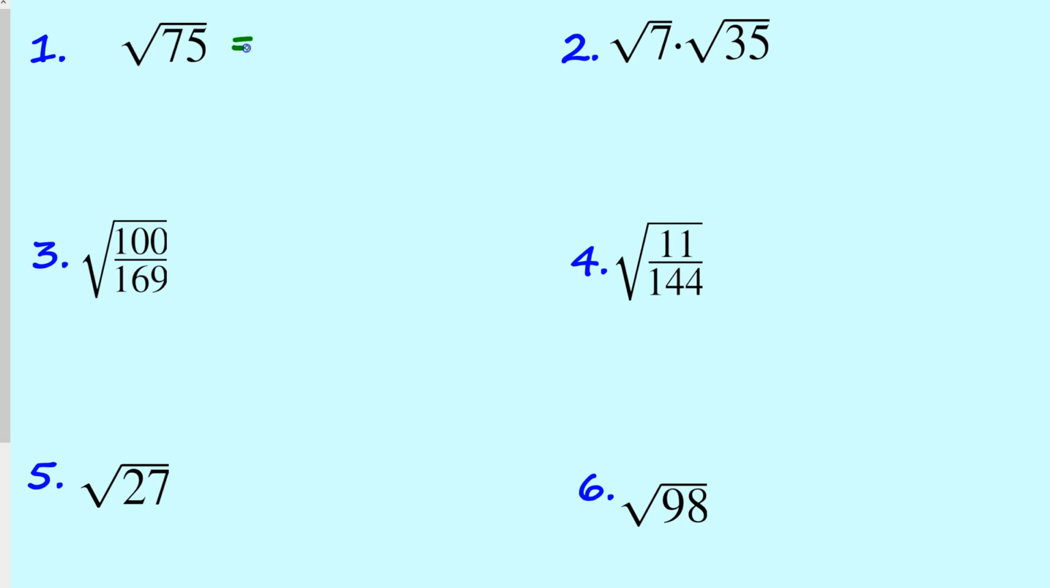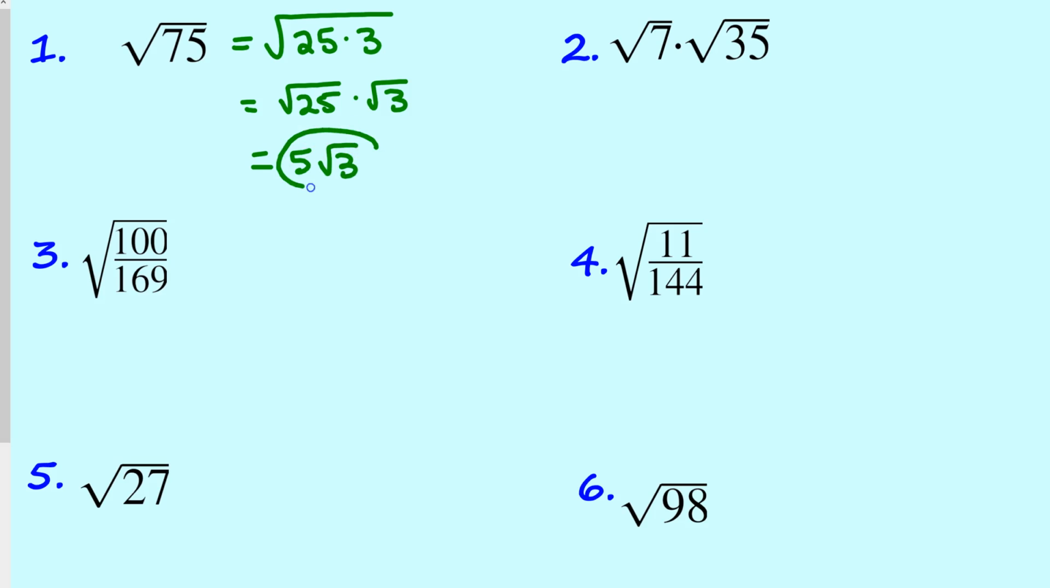So 75 is the product of 25 and 3, so the square root of 75 is the square root of 25 times 3. That's a step you're probably just going to think and not necessarily write. That is equivalent to square root 25 times square root 3. Again, you might think that step, you don't necessarily have to write it. And the square root of 25 is 5. So this simplifies to be 5 square root 3.